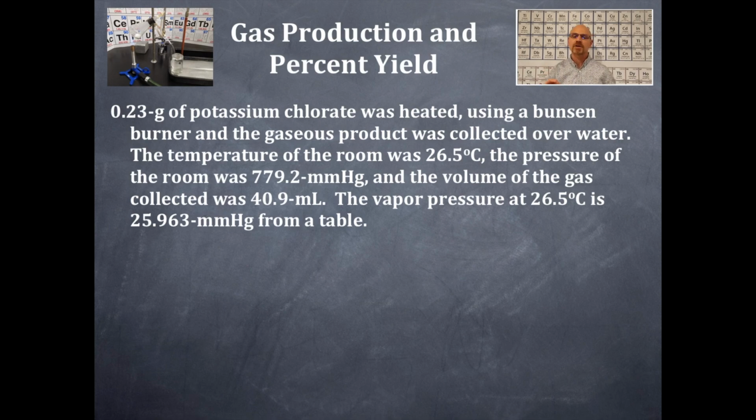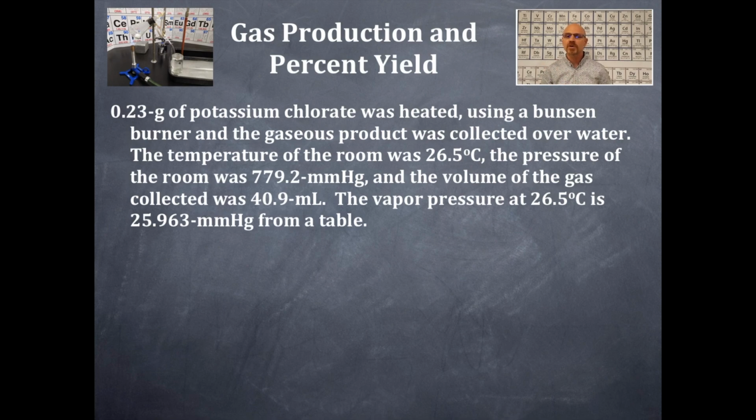So 0.23 grams of potassium chlorate was heated using a Bunsen burner, and the gaseous product was collected over water. Question: the gaseous product was collected over water. That's a good one there for you. So it's over water again. And I want you to think about also, as you heat up potassium chlorate, what type of reaction that is, and then what the product of the gaseous product would be. And of course, there is another product as well.